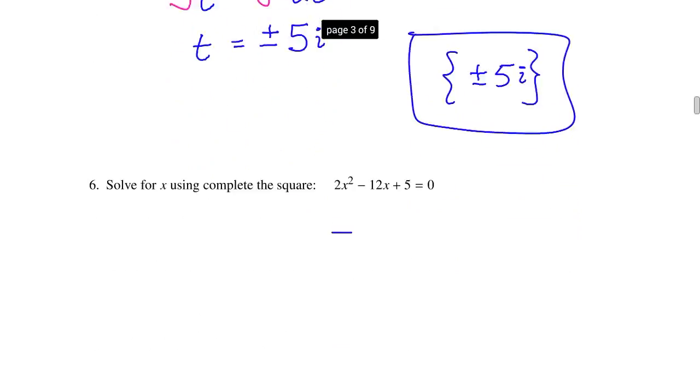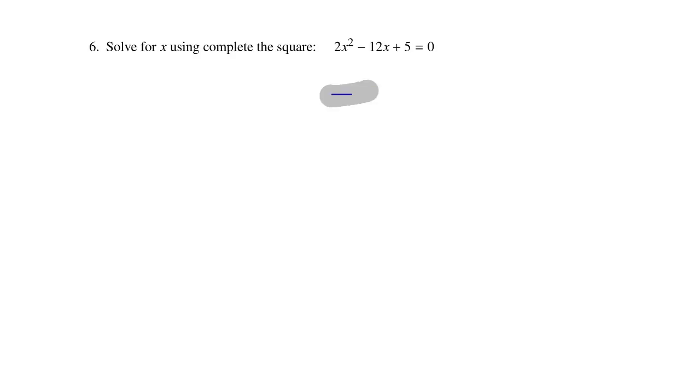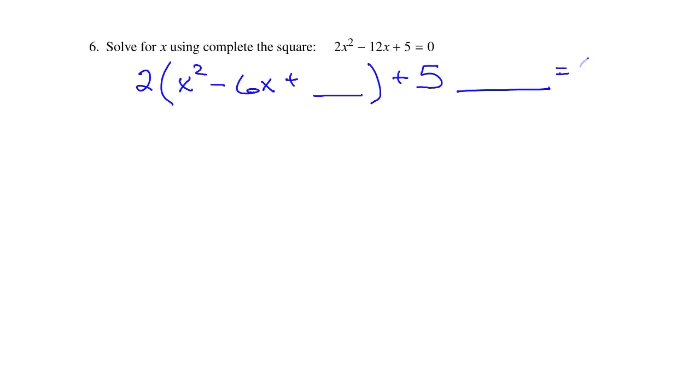Problem 6. Solve by completing the square. So first, I'm going to factor out 2 from the first two parts, the x squared and the x. I'm going to leave a blank. We're going to do plus 5 and the blank is equal to 0. Next, I need to complete the square on this middle part. So we're going to take 1/2 of 6 is equal to 3. Take 3 squared, and that's equal to 9. So I'm going to write a 9 right there.